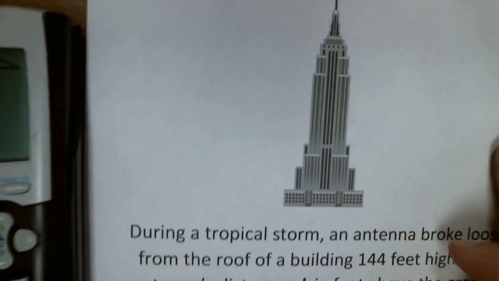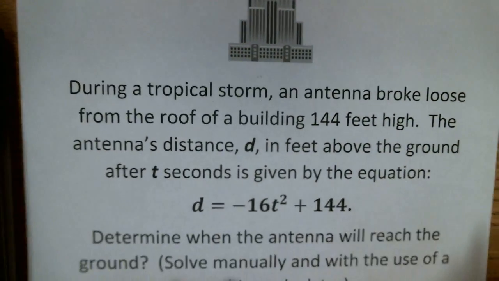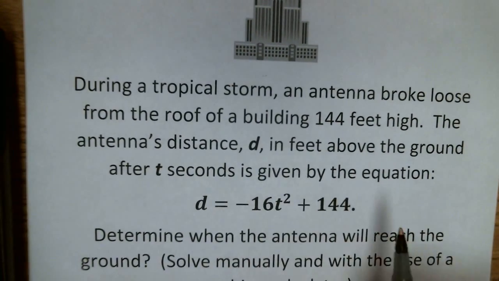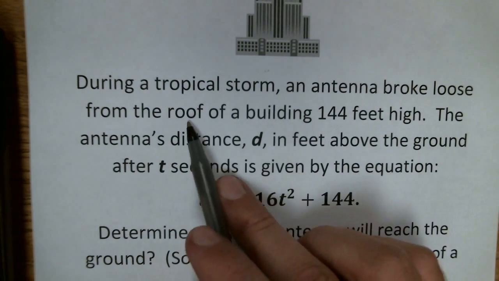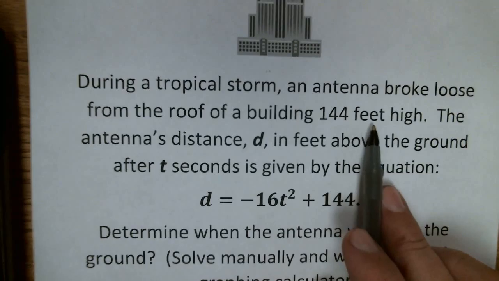All right, so let's try another problem. Oh, I got a good one. Here's a good one. I like this problem. This is a really good problem right here. I like this problem. All right, let's try timber. So we're in the middle of a tropical storm at the Empire State Building. Don't ask me why we're doing that. Sounds kind of crazy. And an antenna broke loose from the roof of a building 144 feet high.